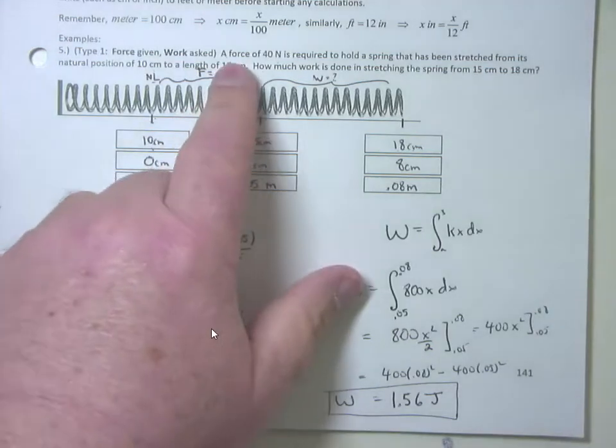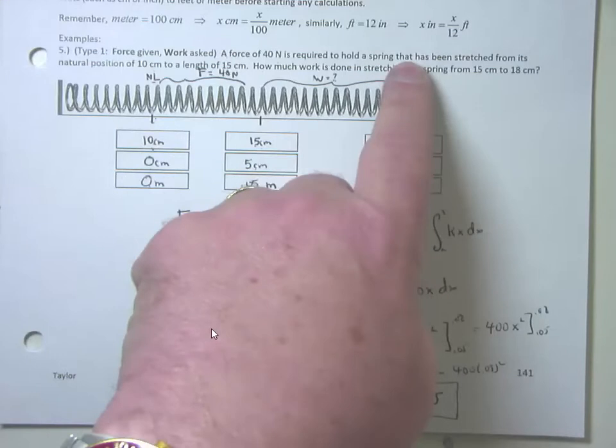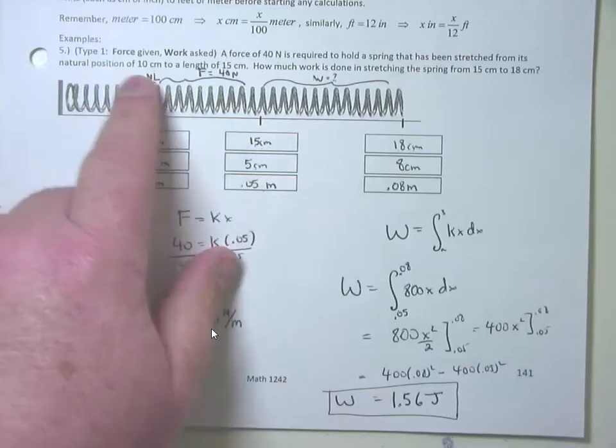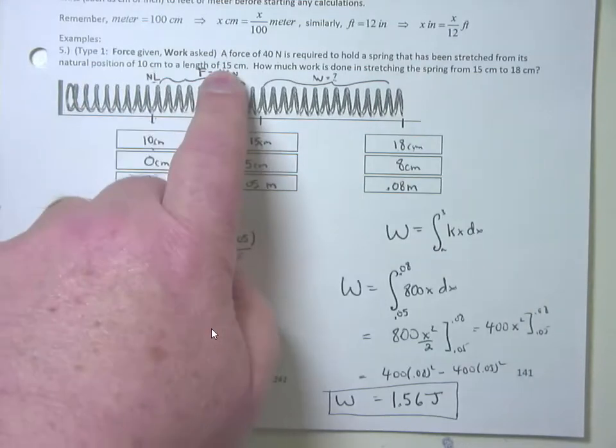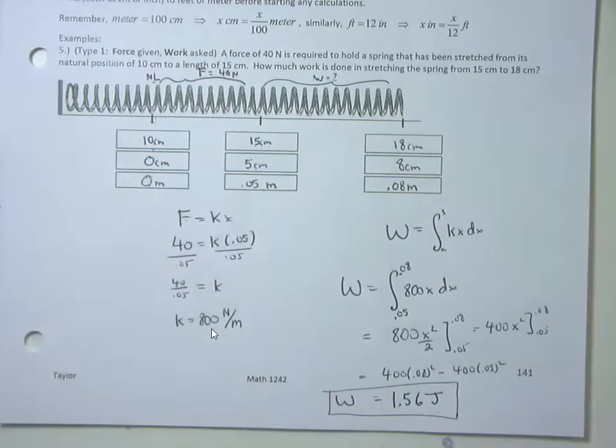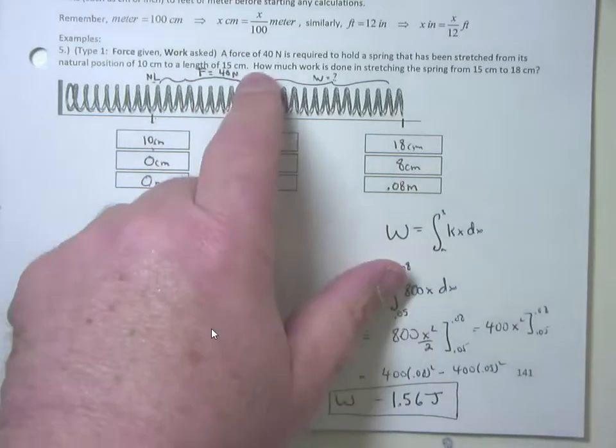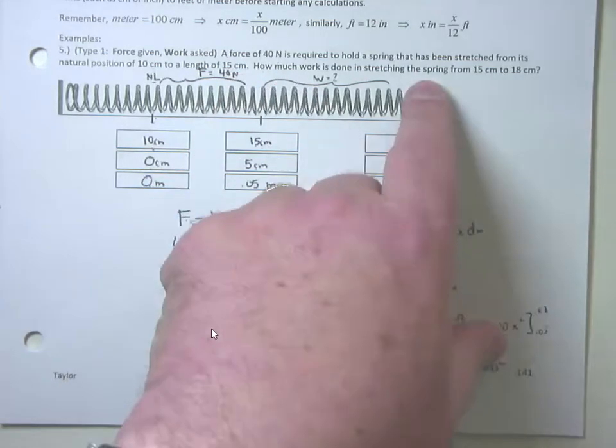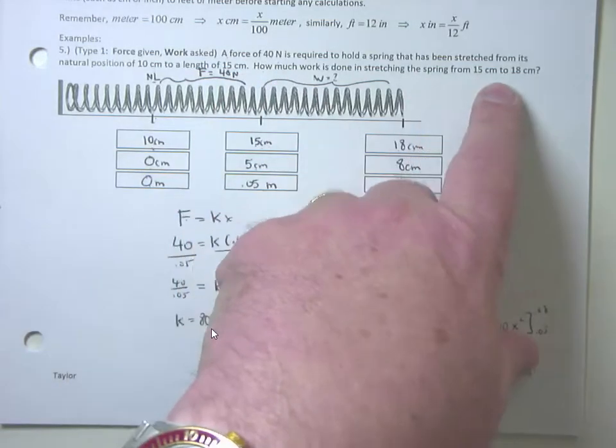So when they tell you a force of 40 newtons is required to hold a spring that's been stretched from its natural position of 10 centimeters to 15 centimeters, that information right there is just used for one thing, to find K. And then once you find the K off of that, then you figure out how much work is done going from 15 centimeters to 18 centimeters.